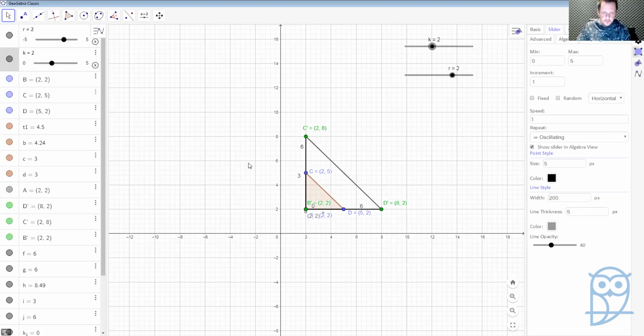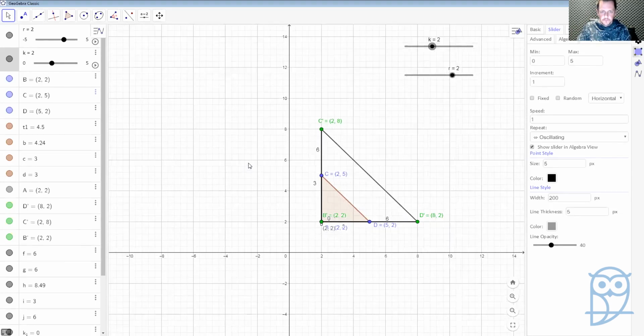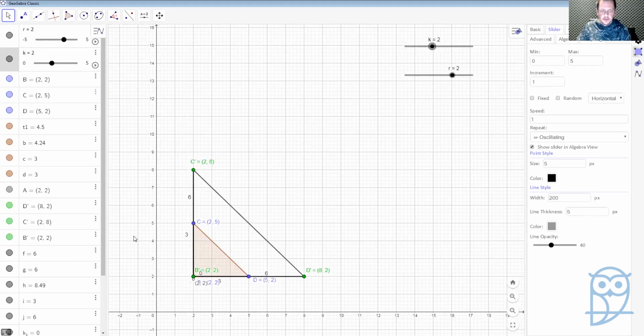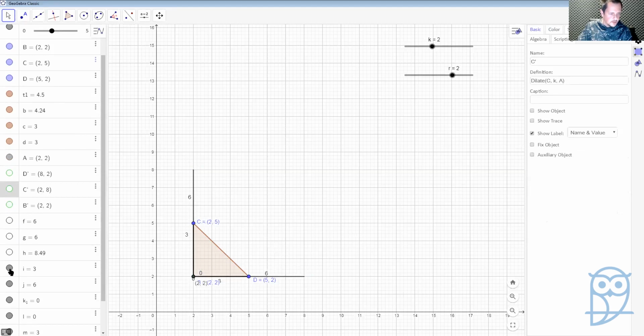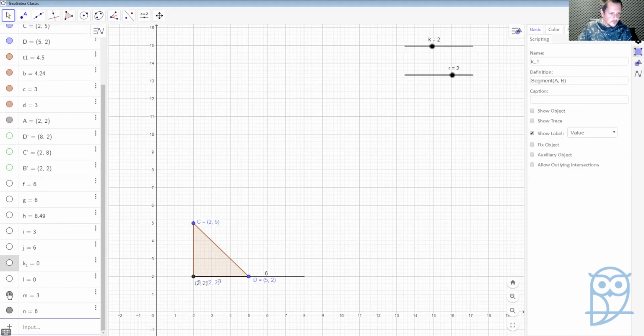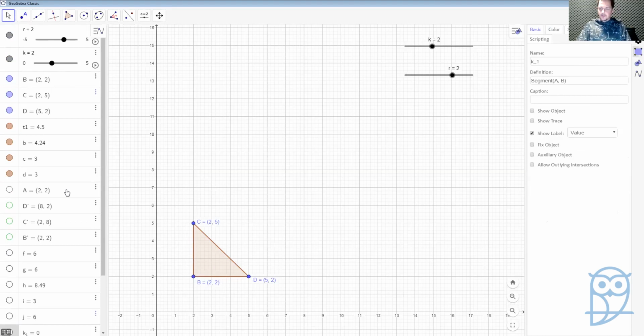Here is your original shape. Just bear with me for a sec. So there I have a shape. I have a very nice triangle.